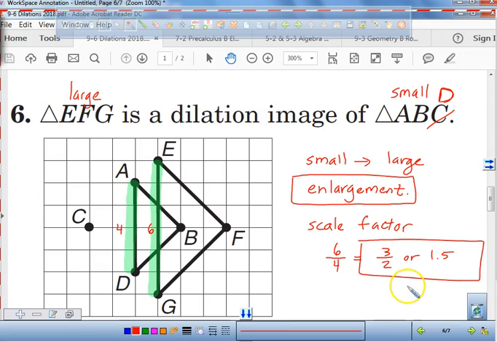Now, everybody, I want you to understand, scale factor is 3/2 or 1.5. Everything was multiplied by 1.5. So, what are each of these sides? They're 1.5 times bigger than the original side. Okay? So those are your two answers. Now, what if I switched it and said ABD is a dilation of EFG? Then it wouldn't be an enlargement, it would be a reduction, and the scale factor wouldn't be 3/2, it would be 2/3. That's all I'm asking you to do. All right? See if you can do the other 3. Good luck.